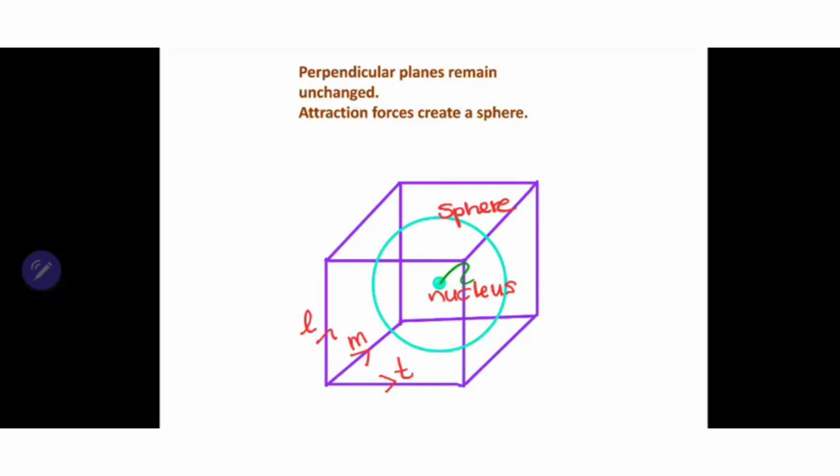The nucleus is in the middle, and the sphere touches the midpoint of every plane of the force cube, and this is a 3D sphere. Now, as the nucleus is the strongest point of the force cube, it exerts attraction forces even on the light, mass, and time outside the force cube.